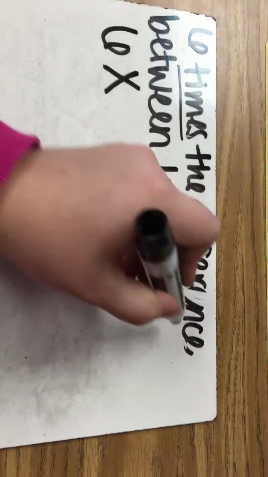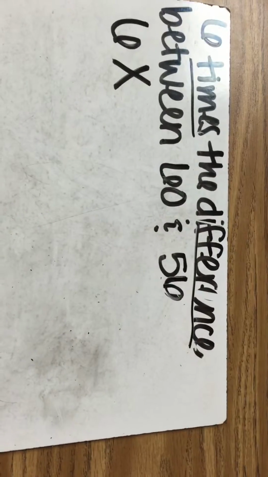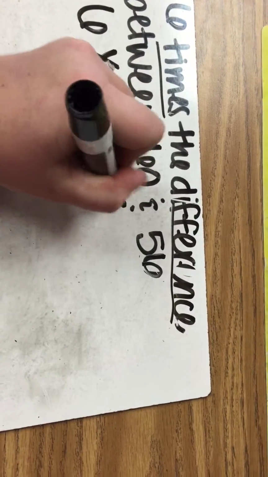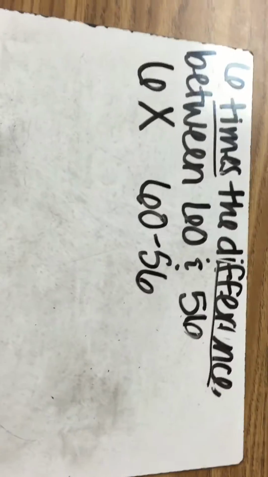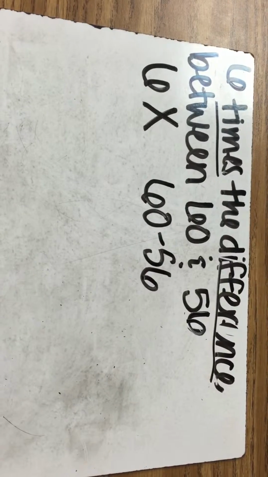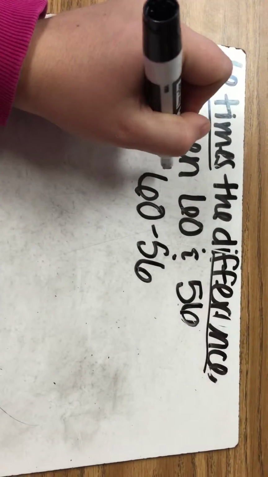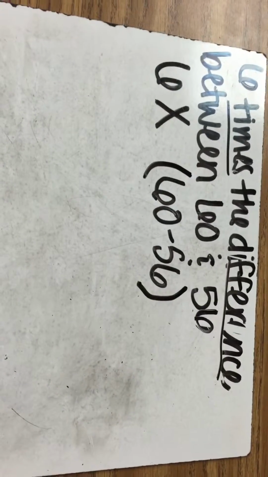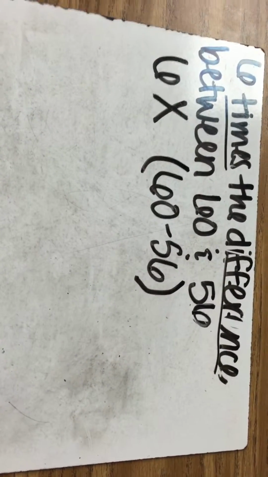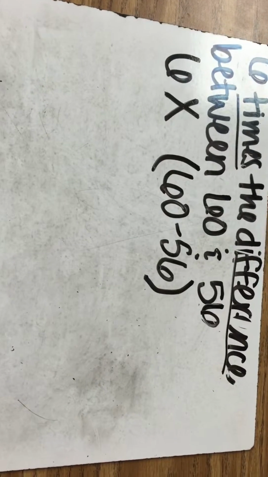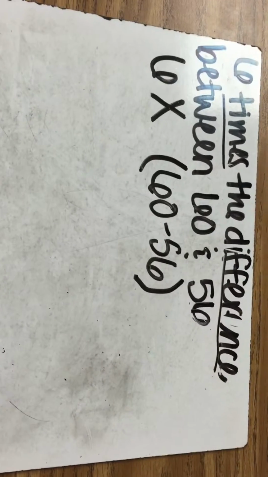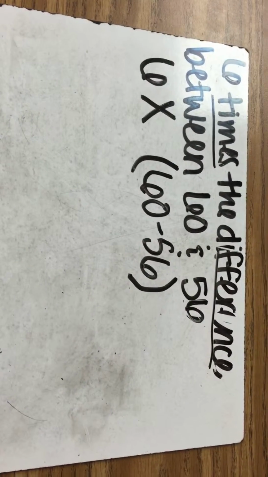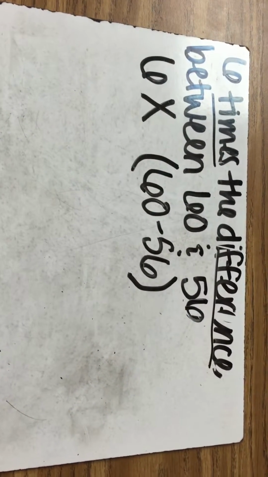Well, the word difference means that we have to figure out how much is different in between. So we would need to take 60 minus 56. However, in order to show that this needs to be done first, we have to group these numbers with parentheses. Some of the students may remember the acronym, Please Excuse My Dear Aunt Sally: parentheses, exponents, multiplication, division, addition, and then subtraction.